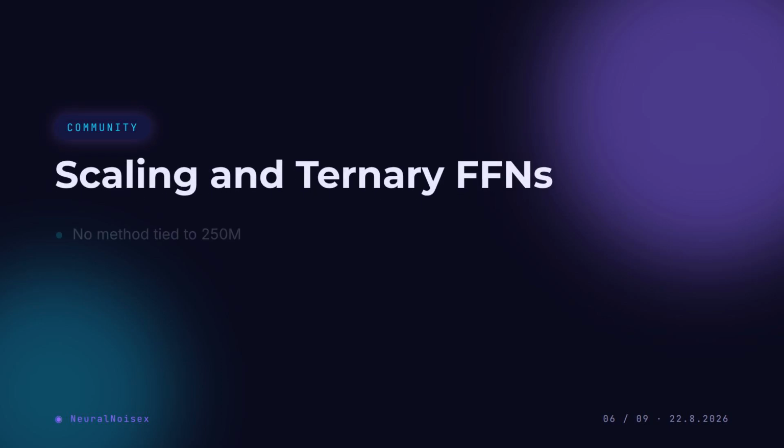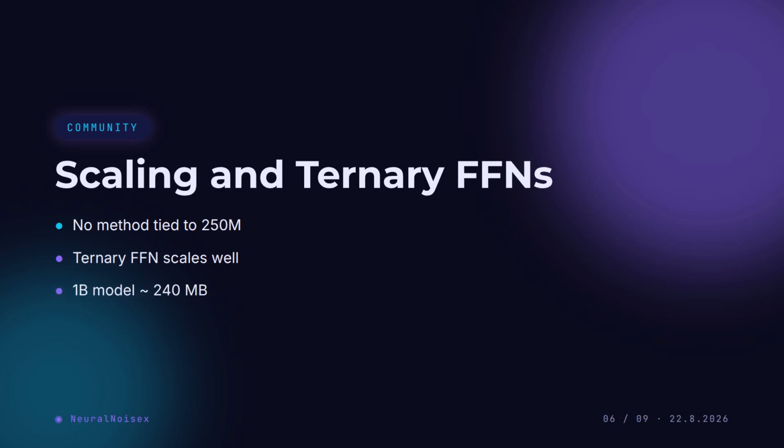The community reaction on the machine learning subreddit was focused on scalability. One commenter asked if this would work on larger models. The developer responded that nothing in the method is tied to the 250 million parameter size. The ternary feed-forward network plus 1-bit projections should carry over. They provided a scaling ratio based on the 60 megabytes per 250 million parameters baseline. A 1 billion parameter model would land around 240 megabytes. A 3 billion parameter model around 700 megabytes, and a 7 billion parameter model would be roughly 1.7 gigabytes.